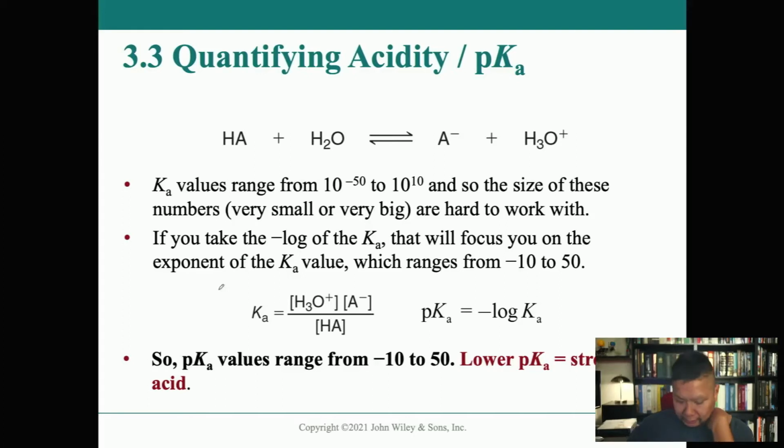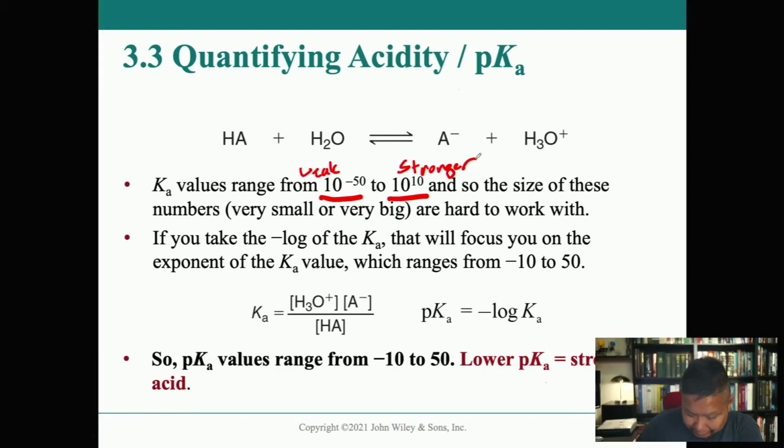So you can see here that Ka values actually range from the 10 to the negative 50s, which is way smaller than 1, to 10 to the 10s. Remember that this is the weak acids, and this is the strong acids. The stronger the acid, the bigger the number. The weaker the acid, the smaller the number. And in this case, the weak acids are way below 1, just like I said in the previous slide.